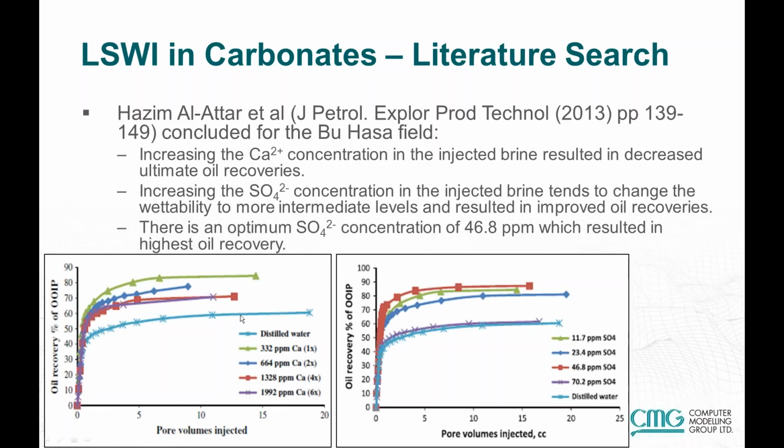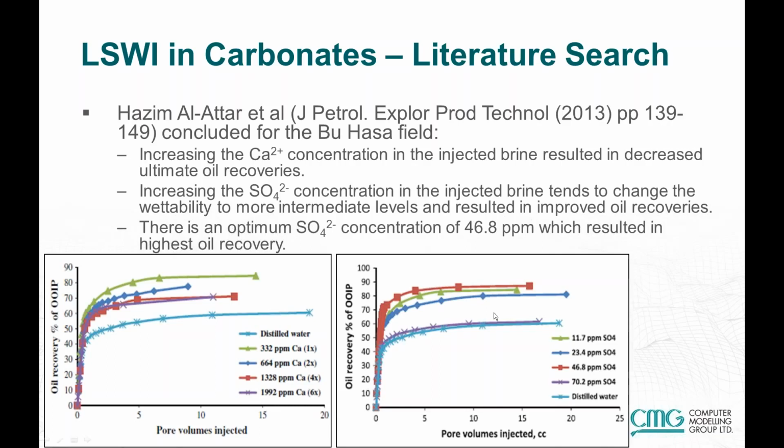So if you look at the plot on the left bottom here, other than the distilled water case, when the calcium concentration starts increasing, here the green curve is the lowest one, giving the highest recovery. As it increases, your recovery starts decreasing. They also concluded that increasing the SO4 concentration in the brine changes the wettability to more intermediate levels and gave more oil recovery, but there also seems to be some optimum concentration.